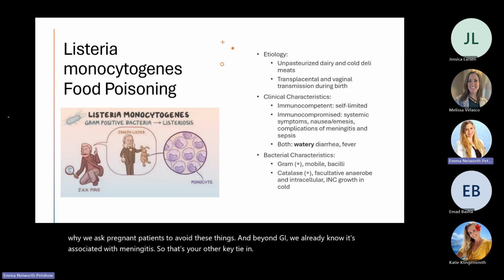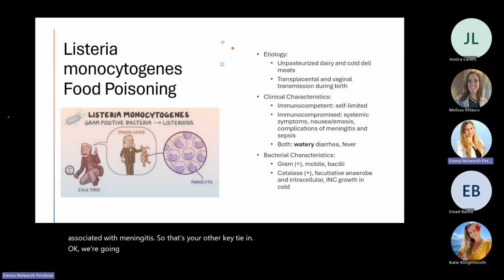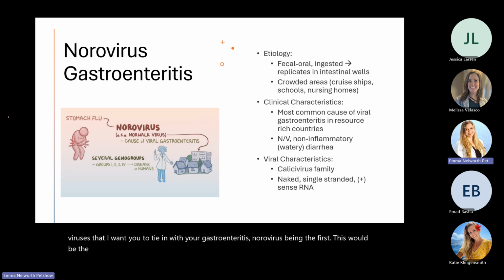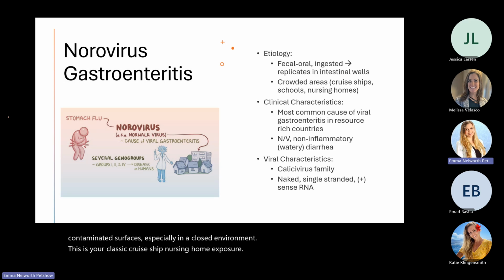Okay. We're going to move now from bugs or bacteria to some viruses. There are 3 key viruses that I want you to tie in with your gastroenteritis. Norovirus being the first. This would be the most common cause of viral gastroenteritis in adults. So think noro. If the patient's an adult and you're thinking viral, think norovirus. Spreads via fecal-oral transmission as well as contaminated surfaces, especially in a closed environment. So this is your classic cruise ship, nursing home exposure, conference, etc.